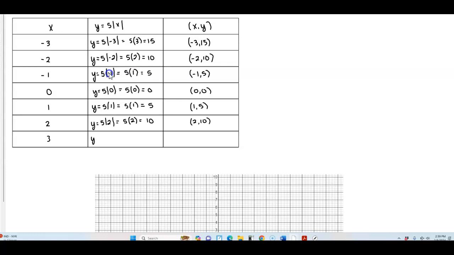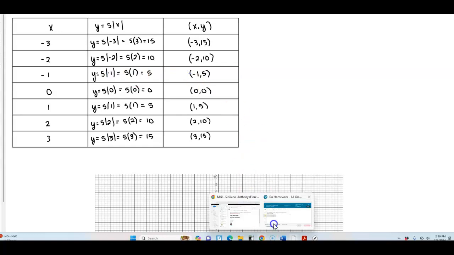And the last one, we want to plug in the value of 3. So this is going to be 5 times the absolute value of 3. And the absolute value of 3 is 3. And so 5 times 3 is going to give us 15. And therefore that ordered pair is going to be 3, 15.